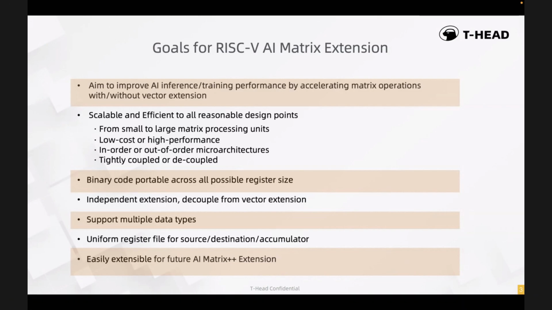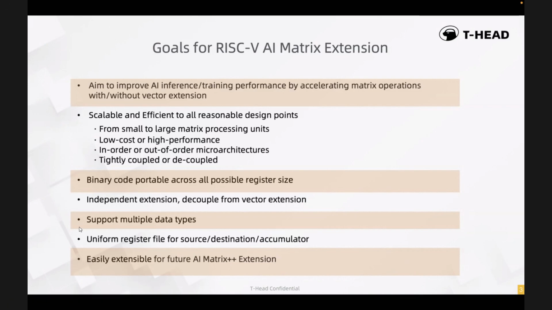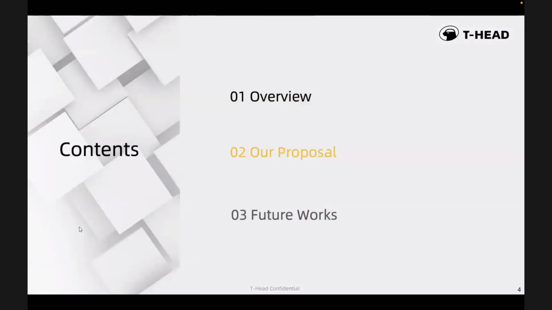The extension supports multiple data types for AI training and for AI inference. In order to be more friendly for NN libraries and compilers, the extension should use uniform register files for not only source and destination registers, but also accumulator registers. The extension will also be easily extensible for future AI matrix extensions. Based on the goals above, we propose a matrix extension for Xuantie RISC-V processors. One thing I want to mention is that this proposal is still under construction, and this is just an informal proposal.